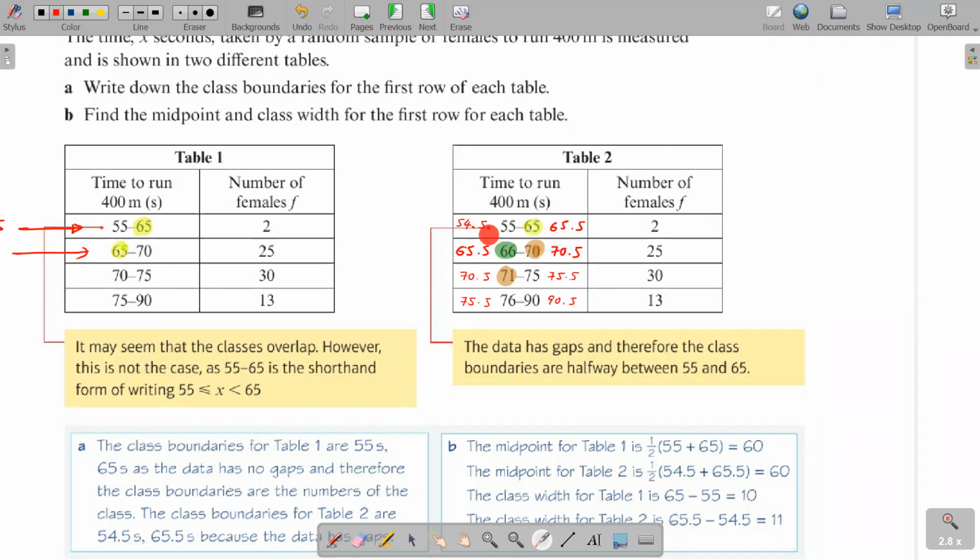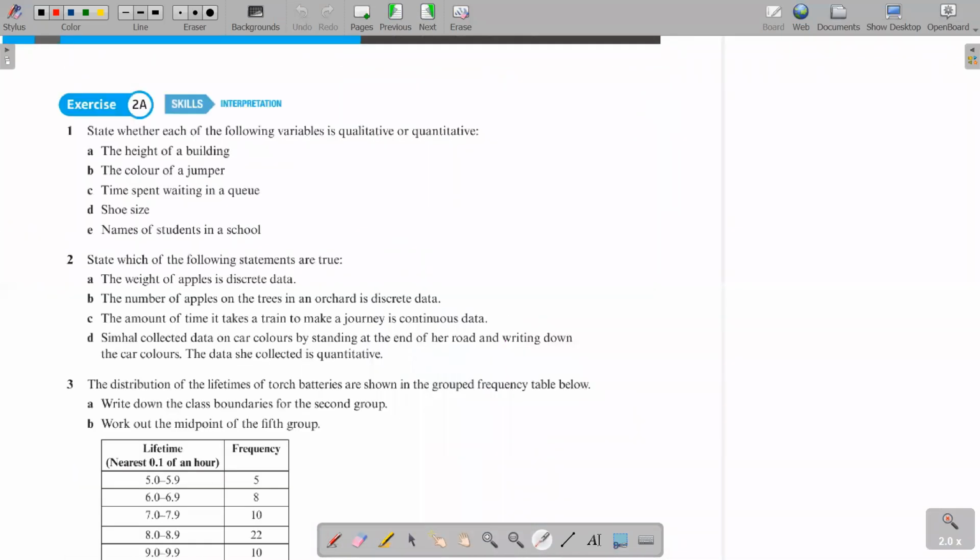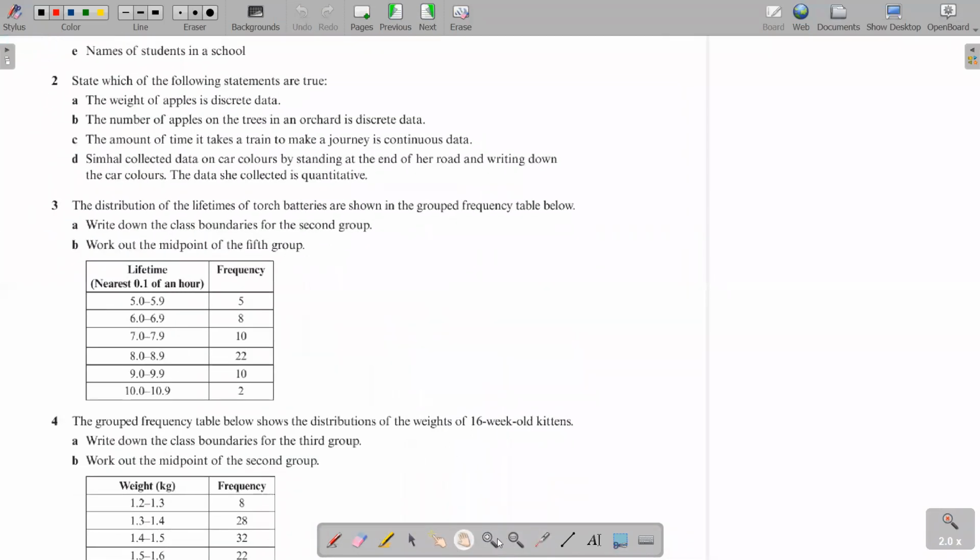Over here, what's the class width in the first row? So you have to subtract 65.5 from 54.5. So that's going to be 11. Can you see? So that's how we get the class width and the class boundaries. So we'll actually go for a question and try these out. Okay, so let's go for question number 3. Okay, let's try this.